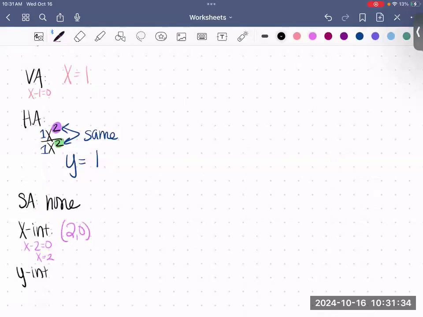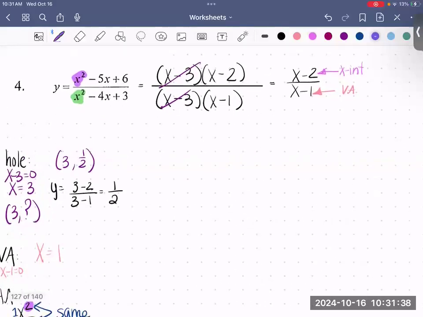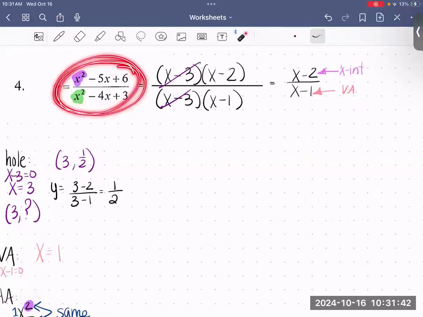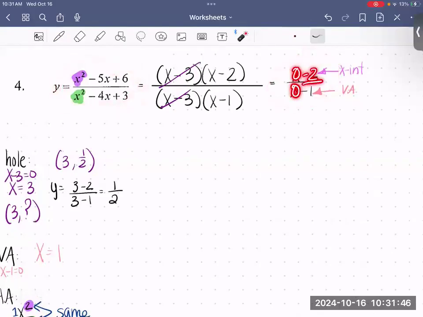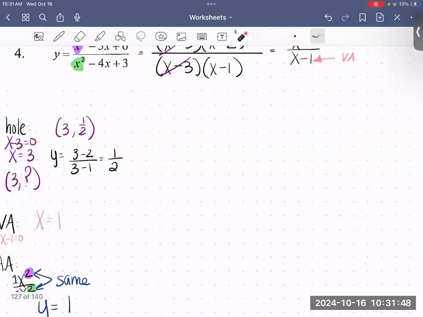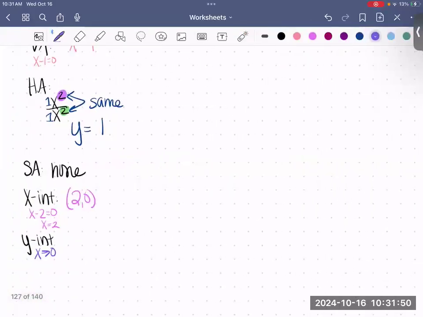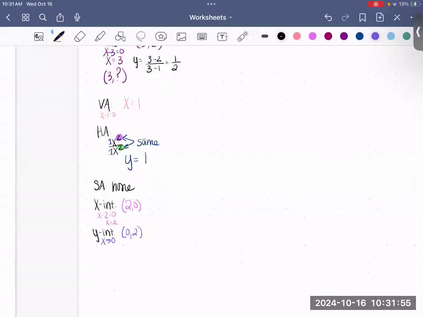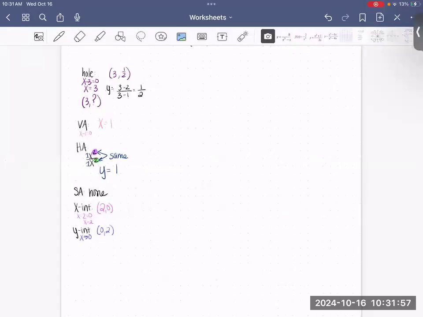Your y-intercept is when we plug in a 0 for your x. And again, that can be from your original or your simplified. So if I plugged in a quick 0, we get negative 2 over negative 1, which is just a positive 2. So we get 0 comma 2. Now let's go ahead and plug that into our graph.